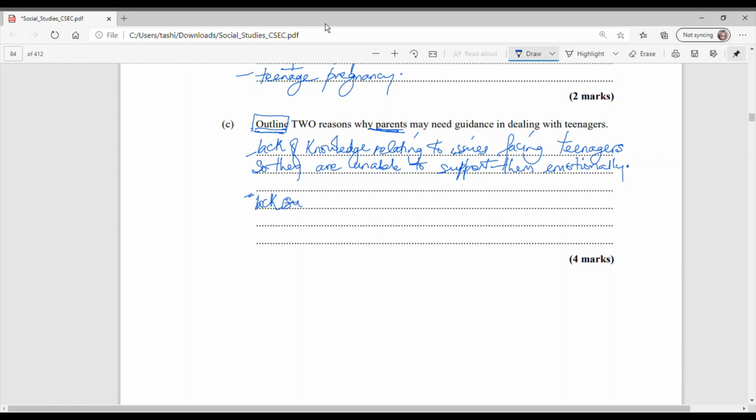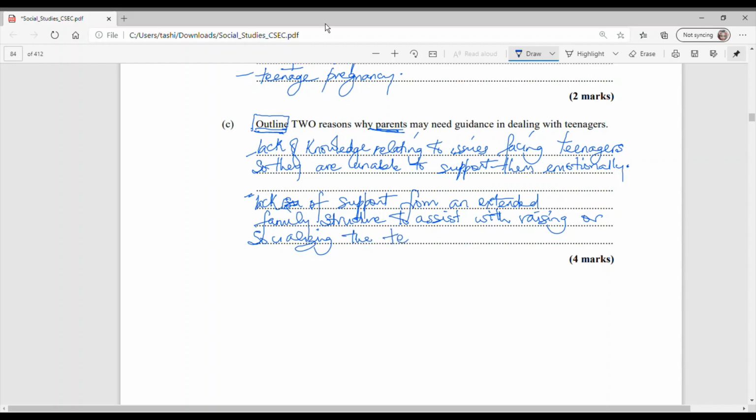Lack of support from an extended family. Family structure to assist with raising or socializing the teenager.